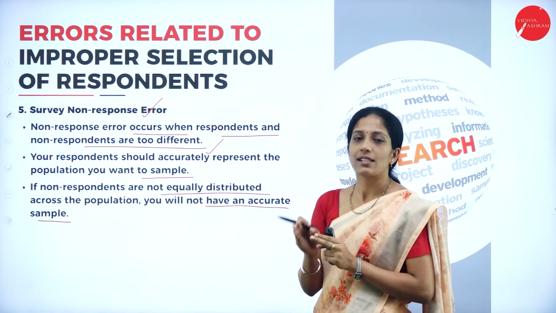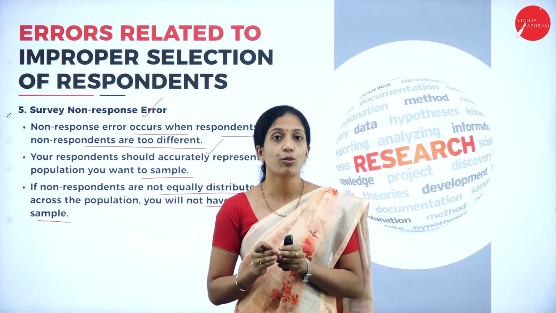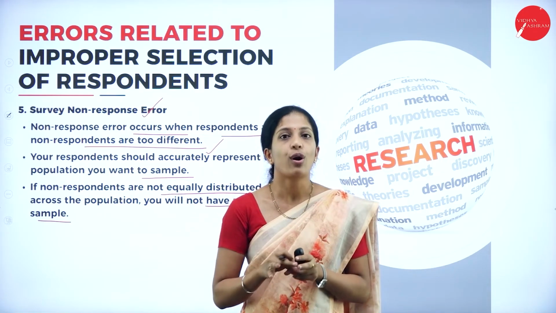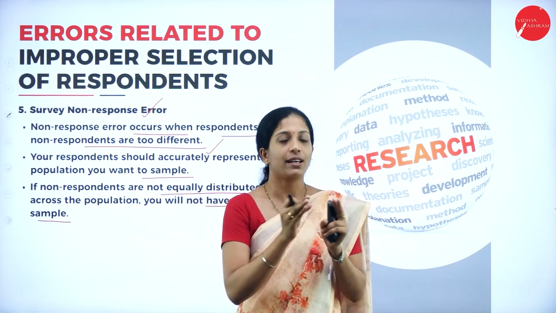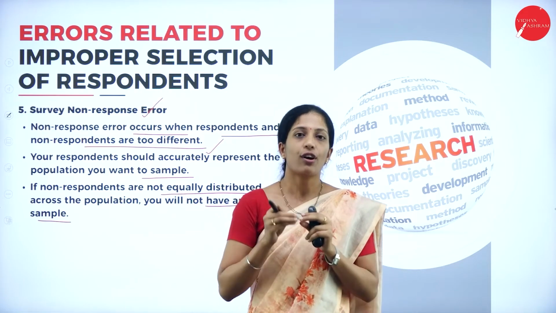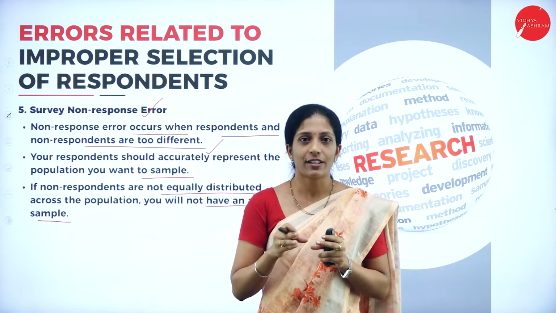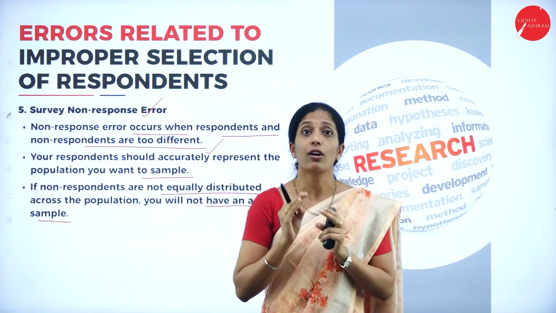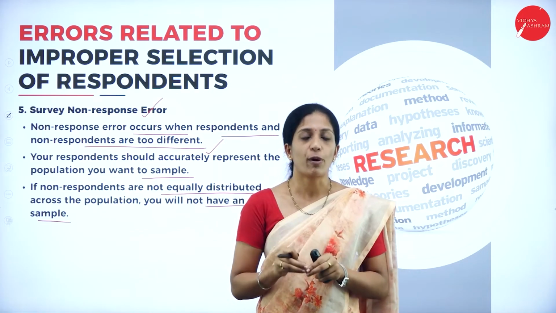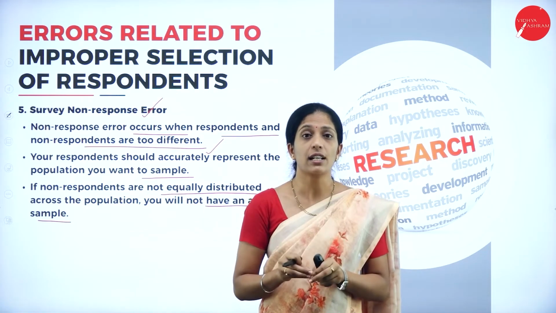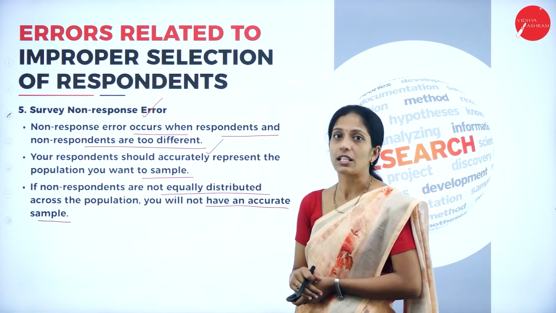So here when the researcher chooses a sample, he has to make sure that he will include all the population, not only a special group of people. In order to get more opinions about a particular topic, all variety of people has to be included on a common topic, not on a specific topic. Then the accuracy will be more. So that is survey non-response error.